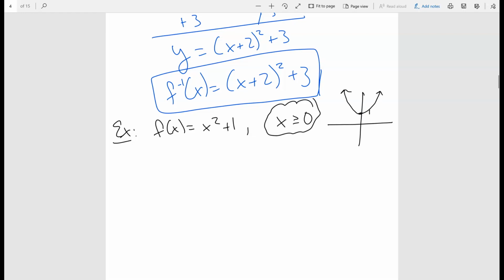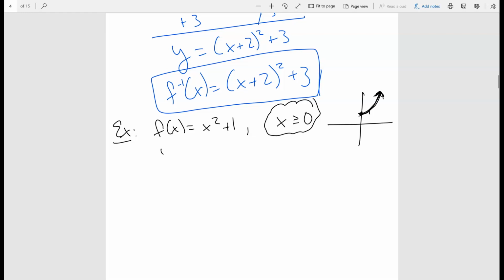This guy is not 1 to 1. However, if you get rid of this part, now it's 1 to 1, if I only consider from 0 all the way to the positive side. It's kind of how we did in trig with inverse trig functions, where you restrict the domain. So here you're restricting it, so now you can have an inverse function. Okay, so now let's do that.